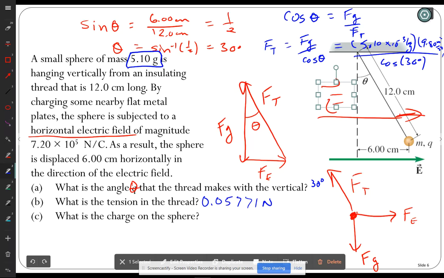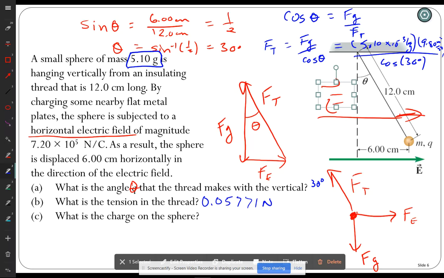Okay, there's our force of tension. How many sig figs do I have? 3. How many digits did he give me? 4. Why? Because it allows me to not lose precision as I go through my calculation. For my correct answer, it would be 0.0577 newtons. The one more digit makes it so I'm not going to lose precision in my next step.